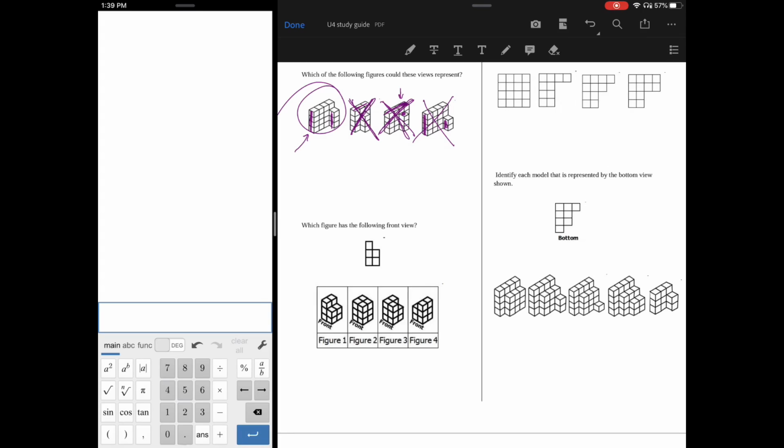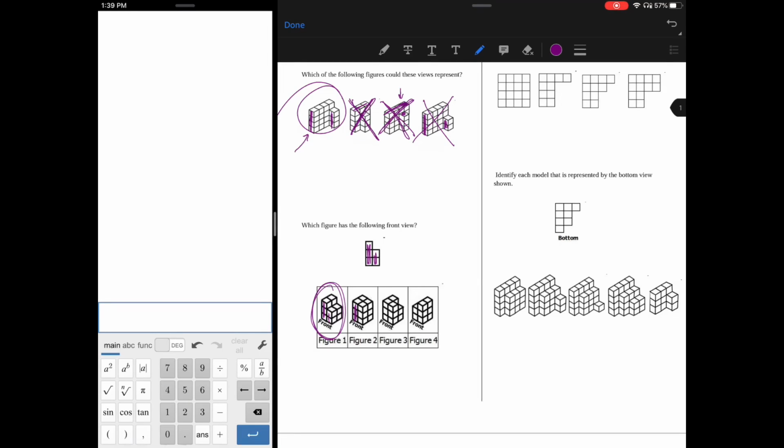For my second question, I'm doing basically the same thing, but I'm only looking at the front view. In my front view, I want 3 and then 2. So I have 3 and then 2. So I know right away that that one's right. But we'll go ahead and look at the others anyway.